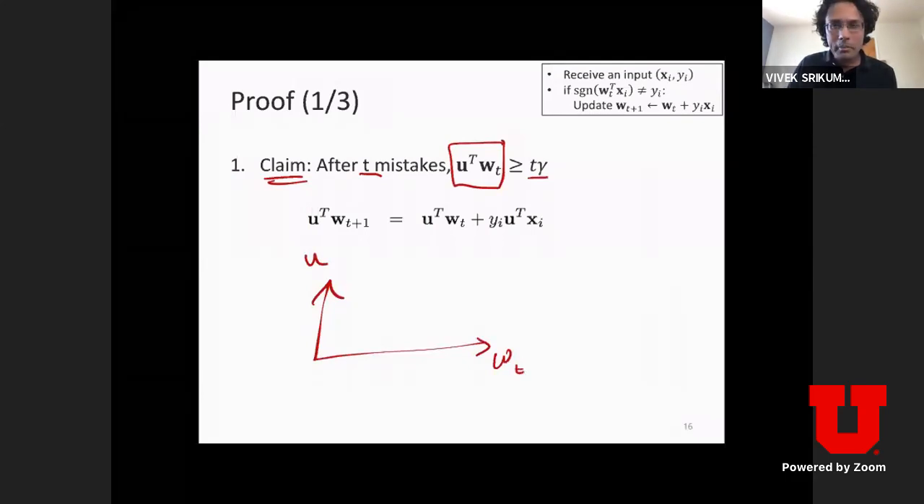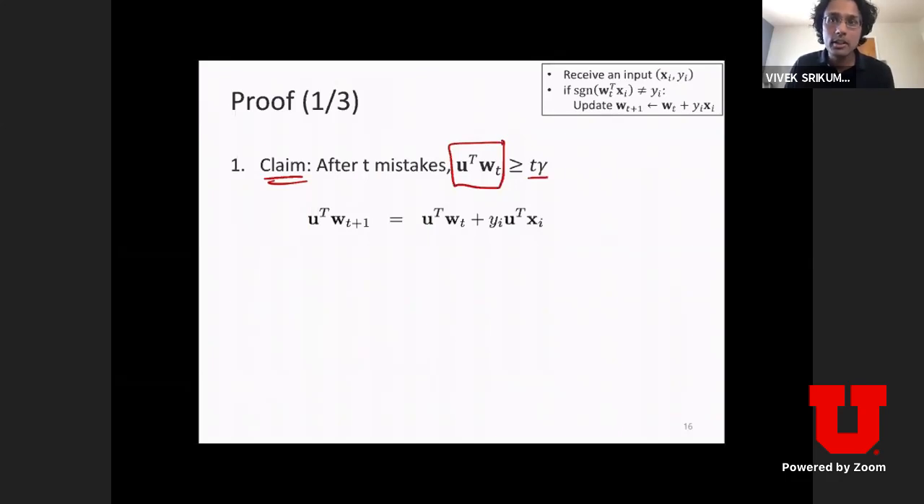The dot product, remember, is somehow related to the cosine of the angle. And as the cosine gets larger and larger, it means this weight vector is getting closer and closer. So this claim says, as learning proceeds, after making t mistakes, the dot product of W_t with the true vector that we know separates the data will be more than t gamma. To prove that, let's look at one update.